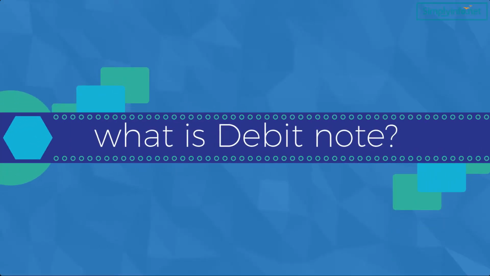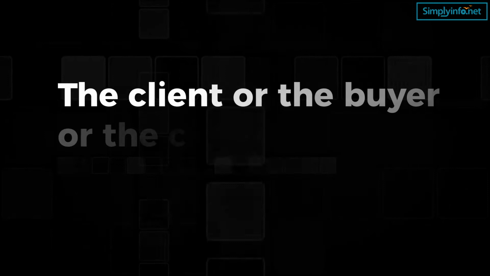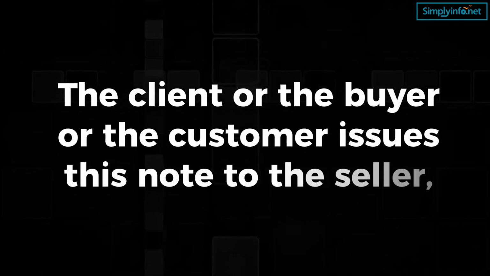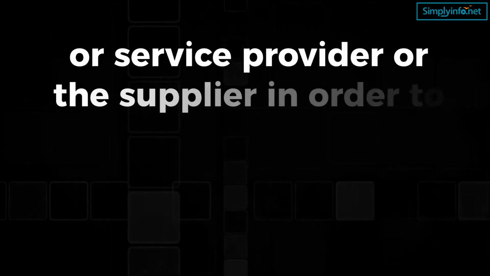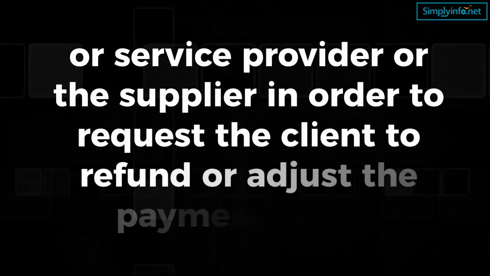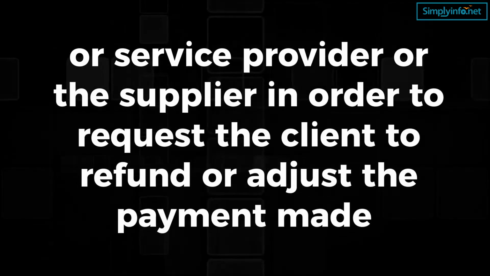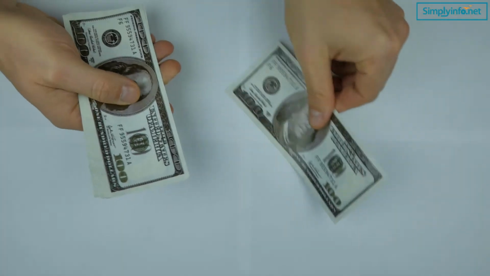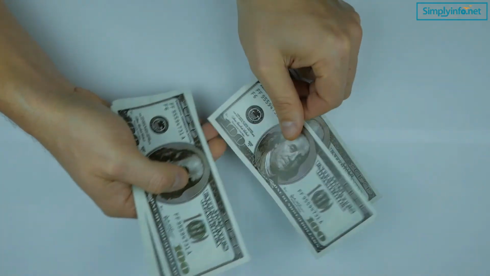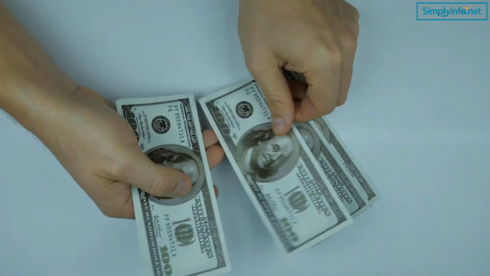What is a debit note? The client or the buyer or the customer issues this note to the seller or service provider or the supplier in order to request the supplier to refund or adjust the payment made in the event of faulty goods sold or the goods are not up to the mark. Once the debit note is issued, the supplier account is debited and the customer account is credited.